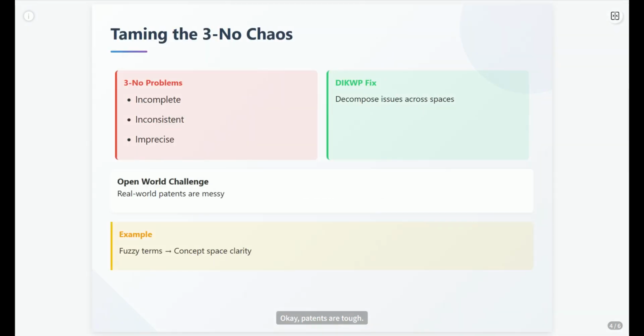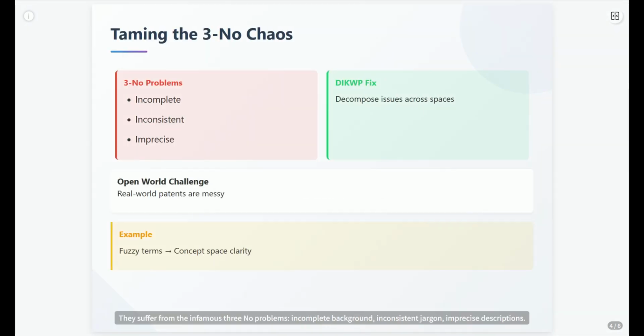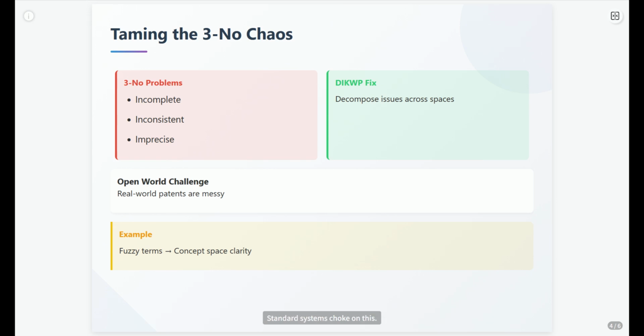Okay, patents are tough. They suffer from the infamous 3 no problems: incomplete background, inconsistent jargon, imprecise descriptions. Standard systems choke on this. But DIKWP handles it elegantly. By decomposing these issues across our 4 spaces, we can pinpoint where the ambiguity lies.